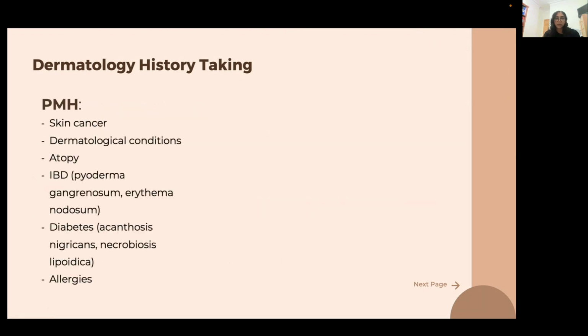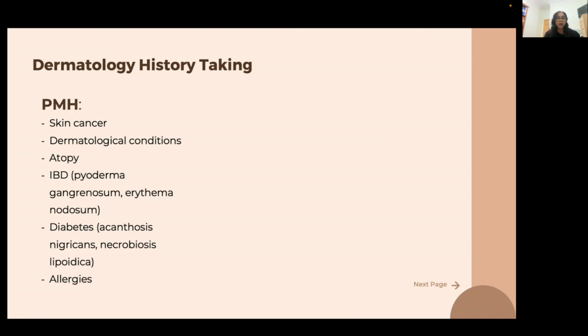And then past medical history. So, of course, the most concerning feature we want to ask about is whether the patient has a history of skin cancer. So we want to know when it was first noted, if they've had any treatment, what stage the cancer's at. These are all important questions we want to know. And then any other dermatological conditions. We can ask about a history of atopy, which is important to rule out eczema.